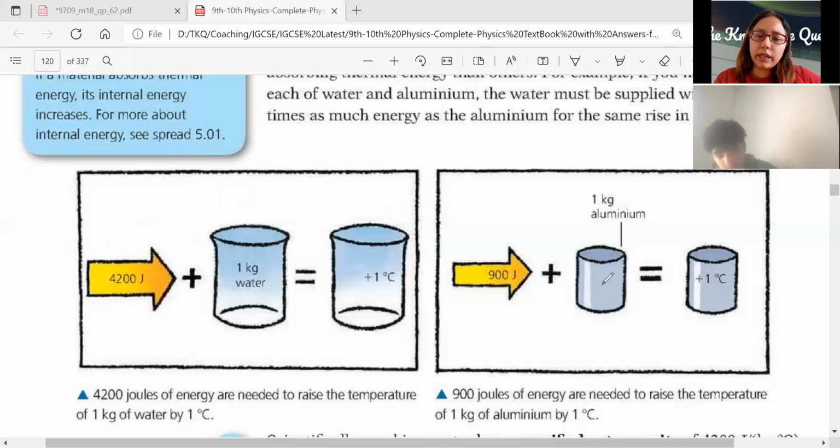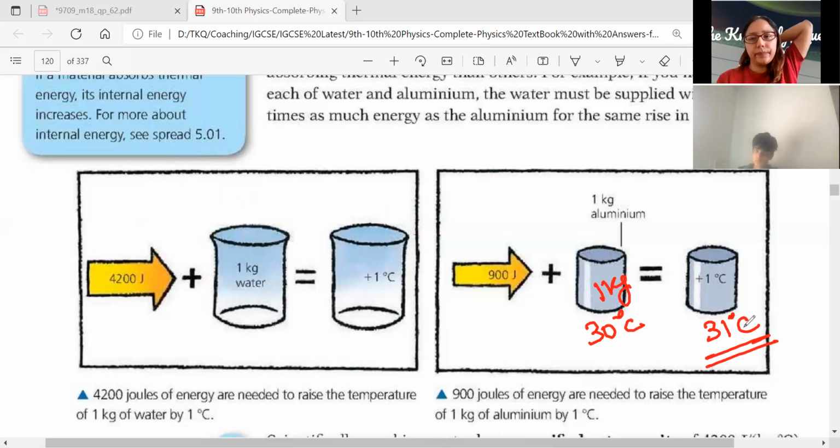Now, similarly, you have aluminum here. This is also 1 kg. It's now at 30 degrees Celsius, and you want to increase the temperature by 1 degree, so it will become 31 degrees Celsius, right? Now, will this amount of heat be the same as water or different from water?